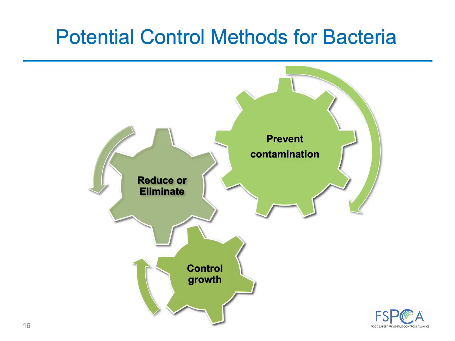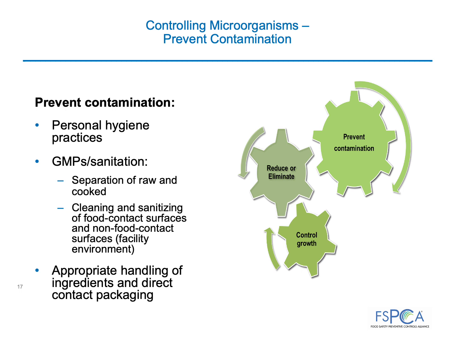Three basic strategies can be used to control bacterial pathogens in food. 1. Prevent contamination. 2. Reduce or eliminate the bacterial pathogens. And 3. Control the growth of the bacterial pathogens. The primary prevent contamination approaches include personal hygiene practices, GMP-based sanitation, and appropriate handling of ingredients and direct contact packaging.